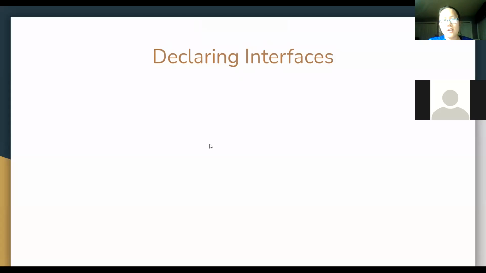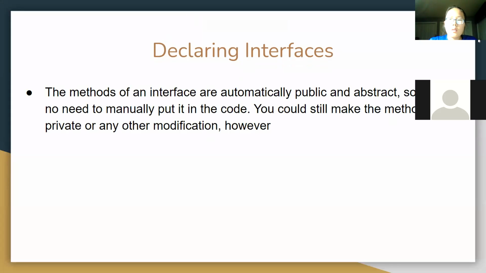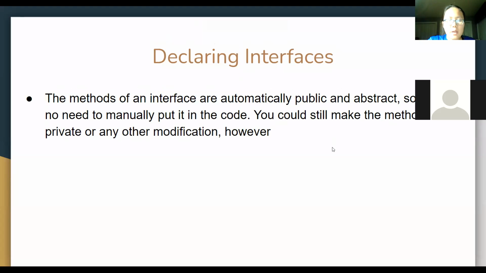Declaring interfaces. Again, the methods of an interface are automatically public and abstract, so you don't have to put the keywords in manually. If you wanted to make a method private or protected, that still works. It's just that if you don't put anything, then Java is going to assume that it's public and abstract.